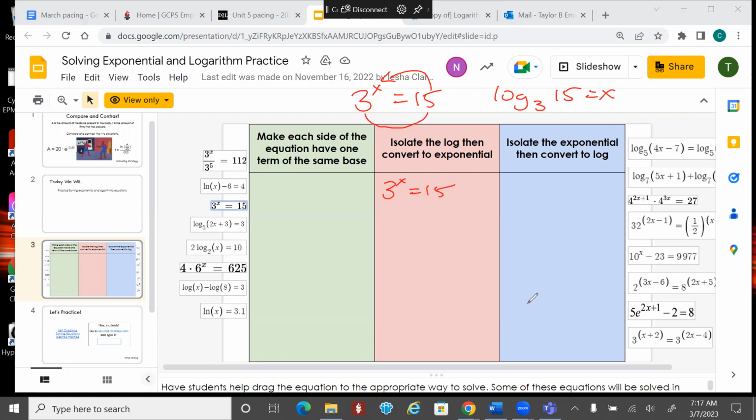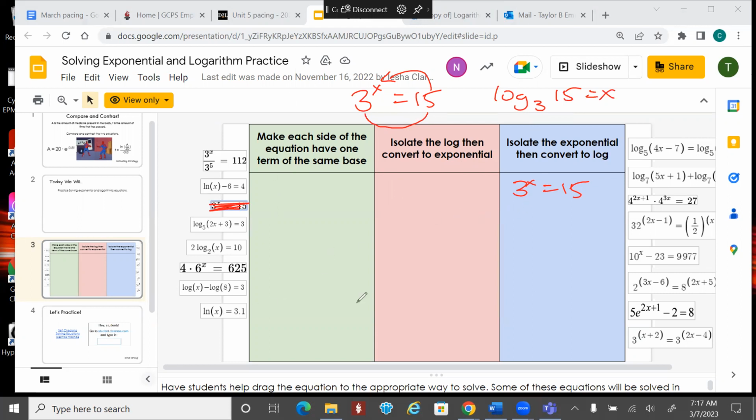One more over. Okay, so this is isolate the exponential, then convert to log, which is what we did here. Okay, so we're trying to see what would we do in order to solve this.